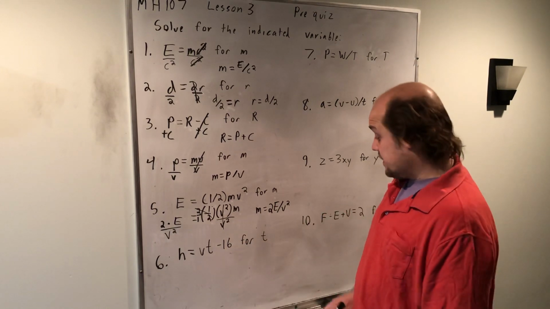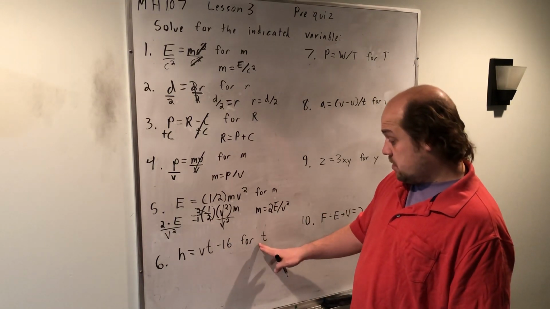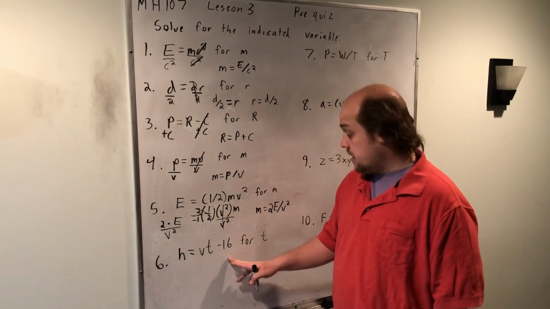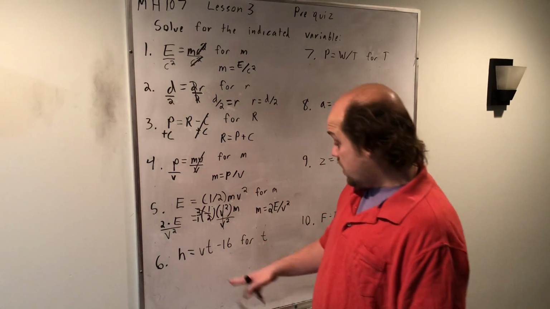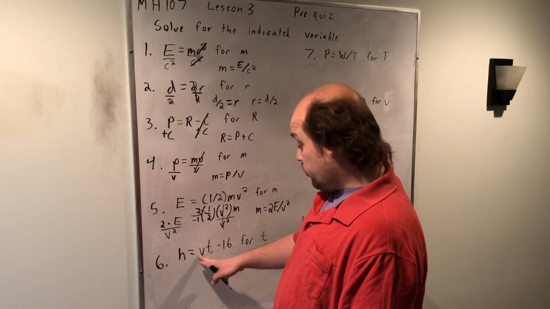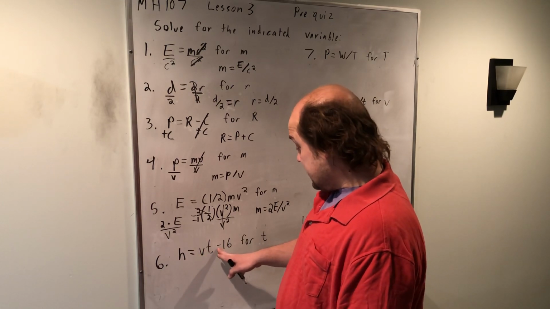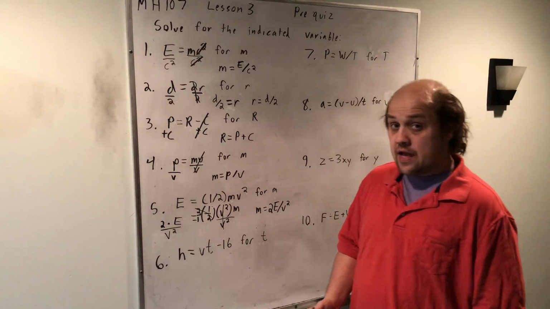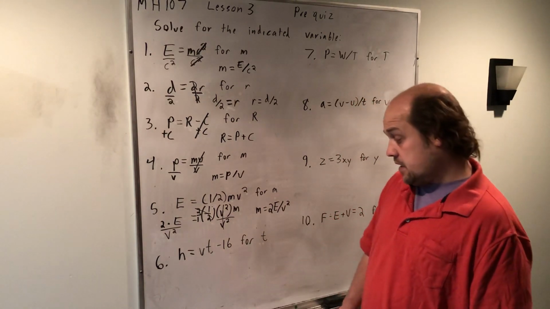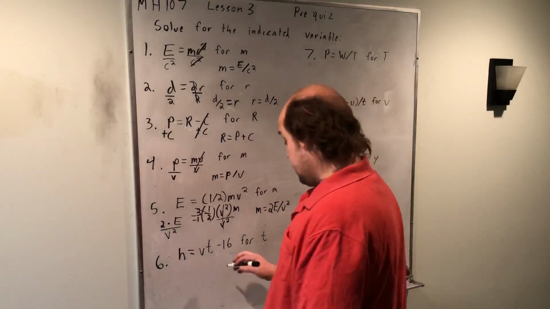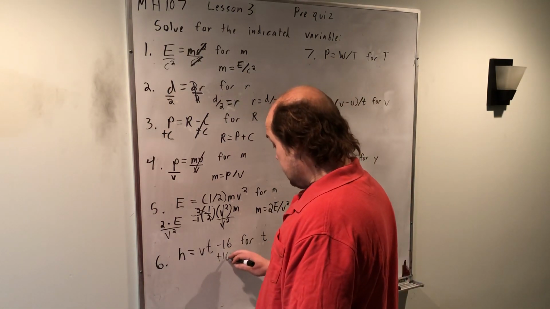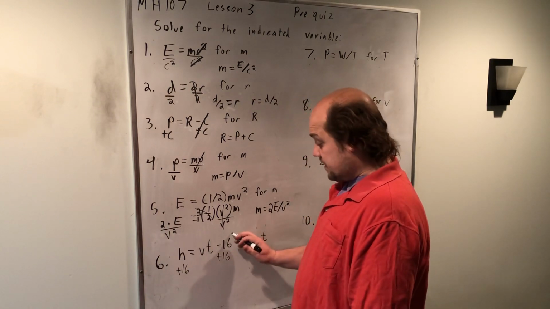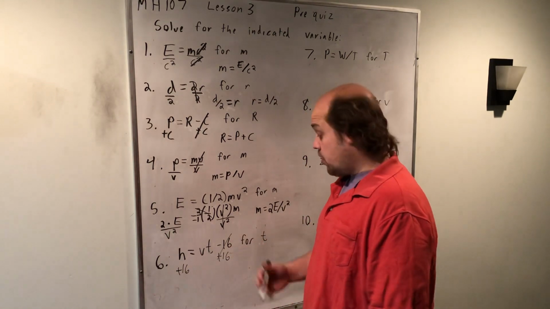For problem 6, I'm asked to solve for t. The equation is h equals vt minus 16. To solve for t, I see that it's currently being multiplied by v, and then 16 is being subtracted from it after that. The first thing I want to move is this 16. Since it's minus 16 on this side, if I add 16 to each side, negative 16 and positive 16 are opposite operations and will go away.